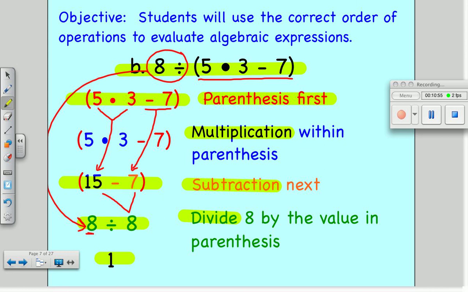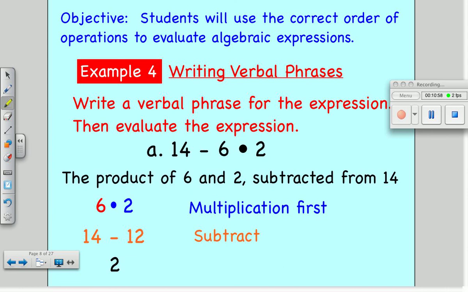Again here, I just want you to write the letter. Okay? So, you're going to write letter A, another example. 14 minus 6 times 2. I have subtraction and multiplication. What do I do first?